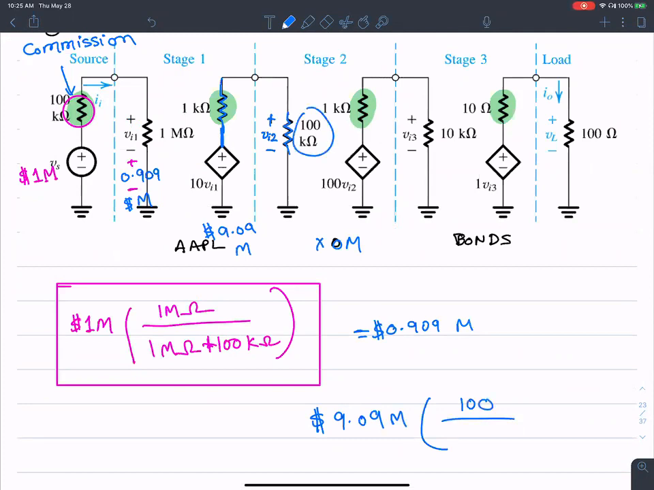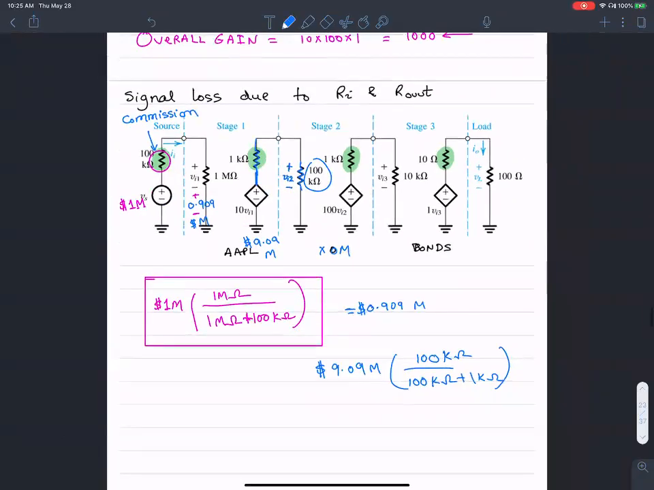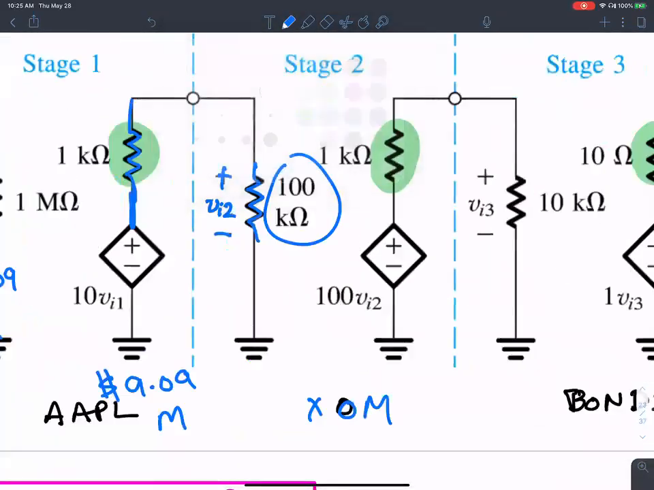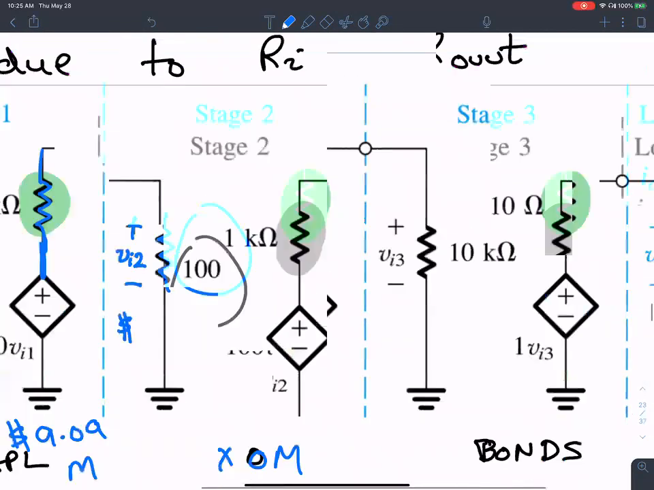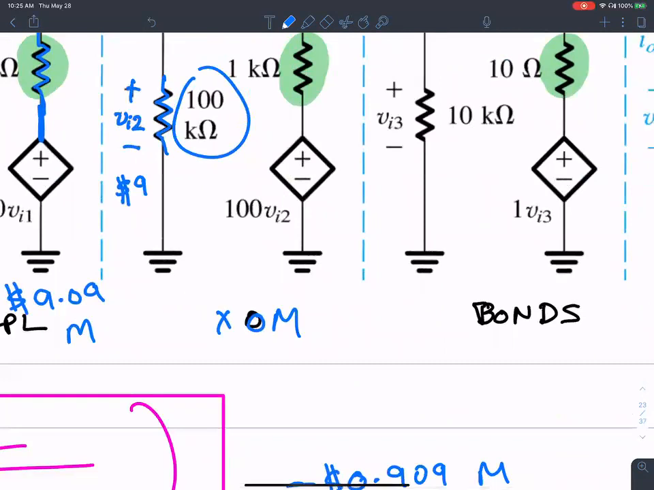There is 100 kilo ohms by 100 kilo ohms plus 1 kilo ohm. So eventually what you're left with here is a smaller number. What's that number? 9.09 times 100 divided by 101. Okay, so that's going to be $9 million. You have $9 million.